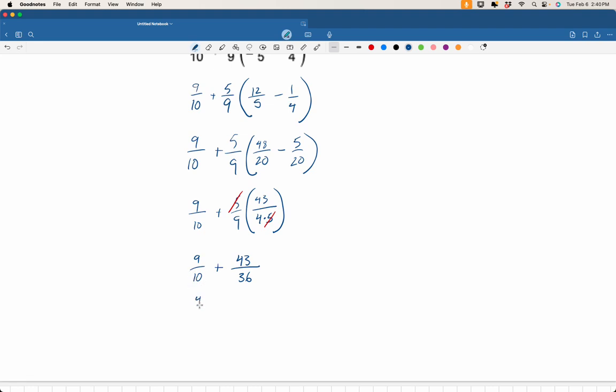5 times this is 45 over 50. Oh, I'm sorry, I'm doing it backwards. 12 times this one. 12 times 9 is 108. 12 times 10 is 120. And 5 times 43 is 215. And 5 times 36 is 150 plus 30 would be 180. So I didn't do something right. Let me look at that again.